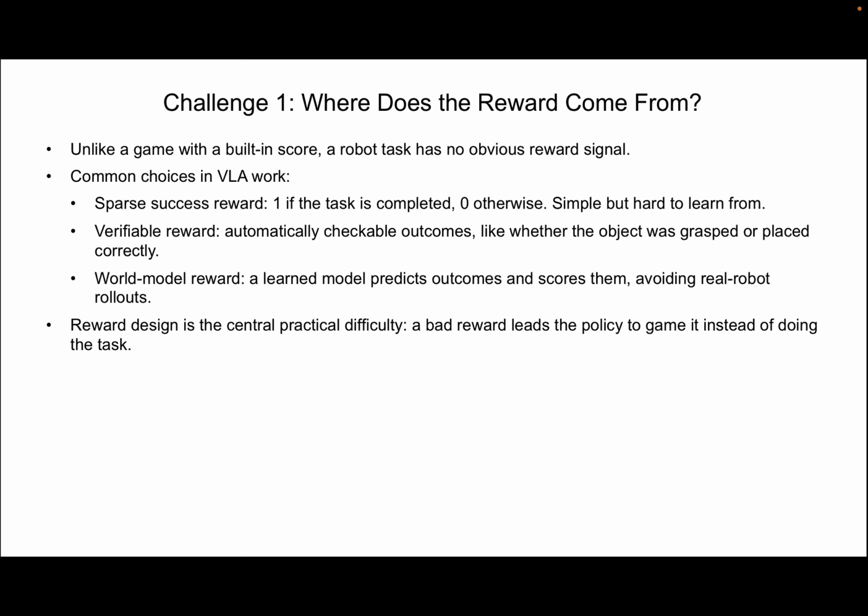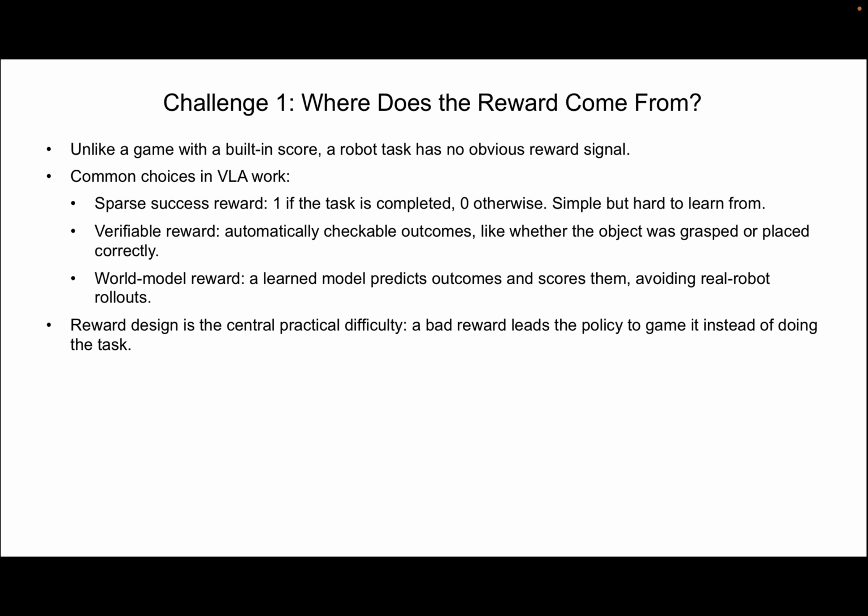The first challenge is, where does the reward come from? Unlike a video game, where we have a built-in, pre-designed score, a robot task has no obvious reward signal. Common choices in VLA work: sparse success reward, 1 if the task is completed, 0 otherwise. Simple but hard to learn from, just a binary reward. Verifiable reward: automatically checkable outcomes, like whether the object was grasped or placed correctly.